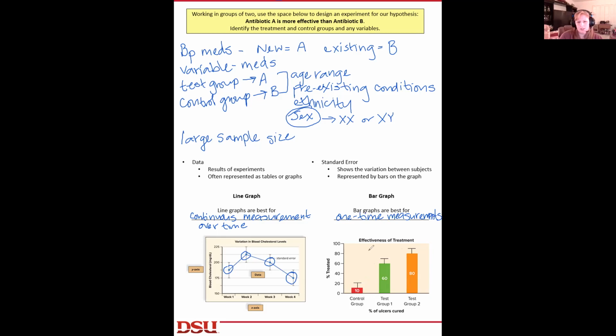Standard error, which is represented by these bars right here, they look like T's, and here they look like an I that goes straight through, like the letter I. That shows the variation between subjects. So you're always going to have your outliers, the ones that are way above average and the ones that are way below average. And then you have the number that's being charted, which tends to be average.